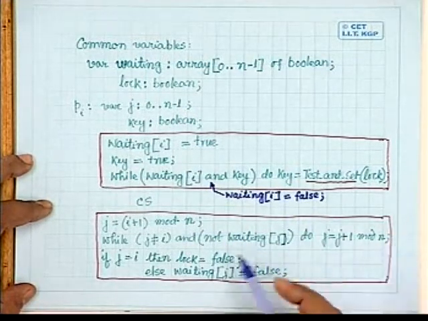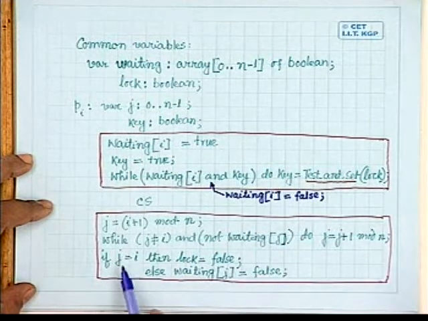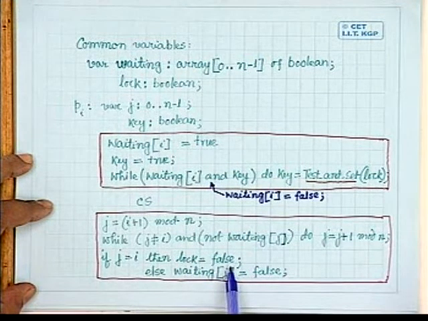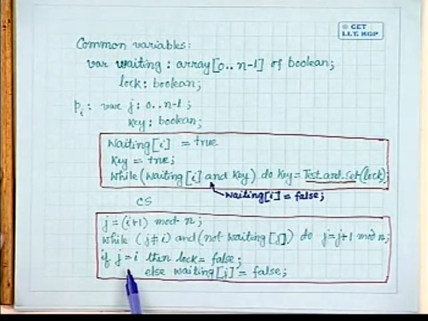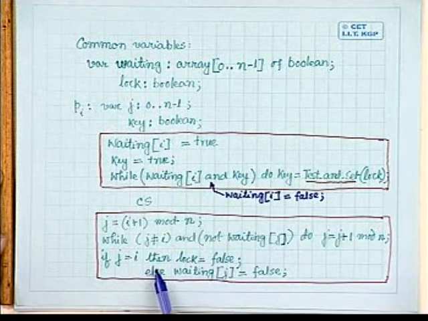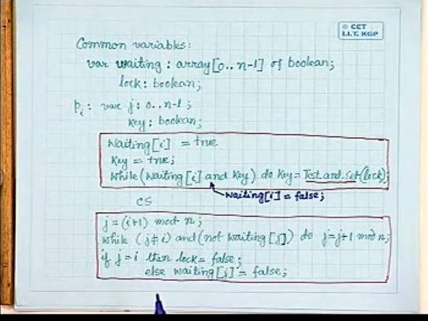Otherwise there will be some problem, because here in the exit section we have said that if j equal to i, then lock equal to false. What we are trying to do is, if j equal to i, that means when the ith process comes out of the critical section, it is ensured that no other process is willing to enter the critical section. So the ith process has come out of the critical section, no other process is willing to enter the critical section, that means I should go back to the initial state.